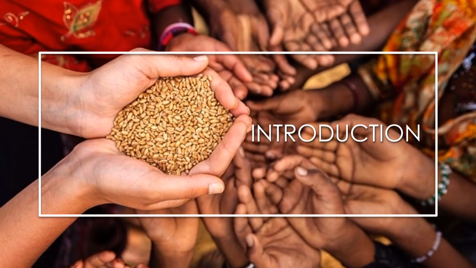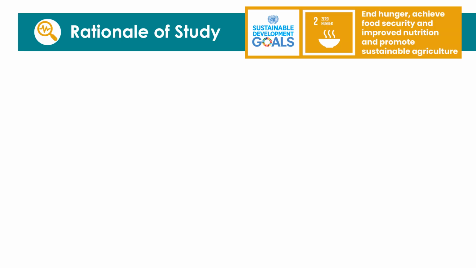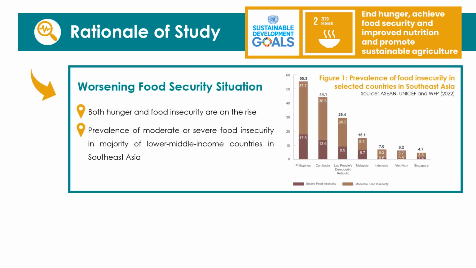Now I begin with the first part, introduction. Food security is a highly prioritized goal which is listed in the United Nations Sustainable Development Goals as goal number 2 that sets a target to end hunger, achieve food security, and improve nutrition and promote sustainable agriculture. The latest report by the Food and Agriculture Organization (FAO) on the state of food security and nutrition in the world showed worsening food security situation where both hunger and food insecurity are on the rise.